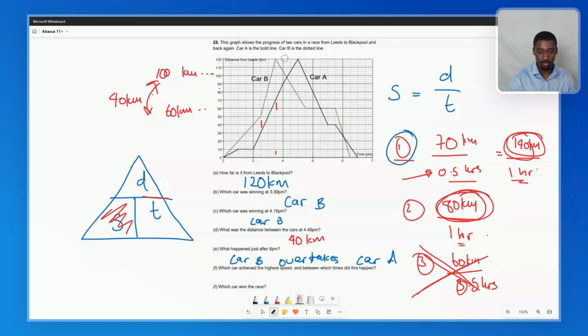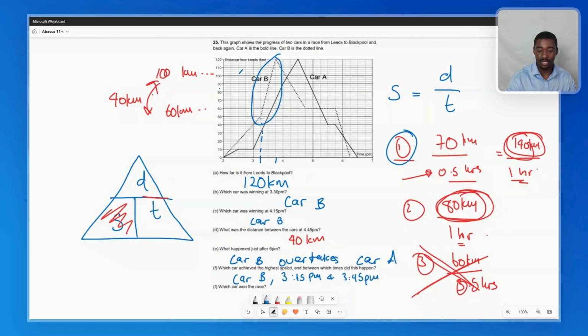Let's clear all this up. We have our answer. Scenario 1, the first one we did over here, is where we're achieving the highest speed. So it's going to be car B achieving the highest speed, and between the times 3:15 p.m. and 3:45 p.m. That is our answer.